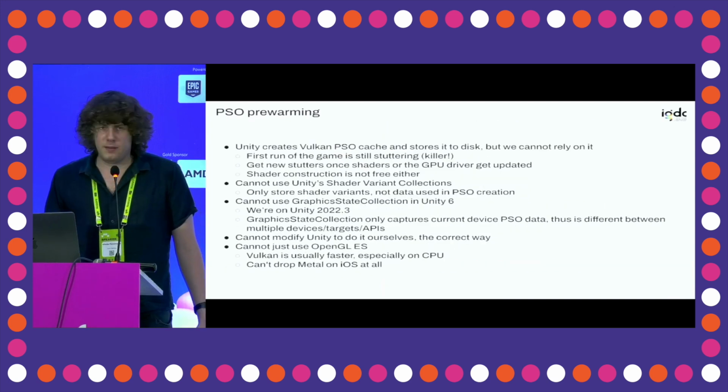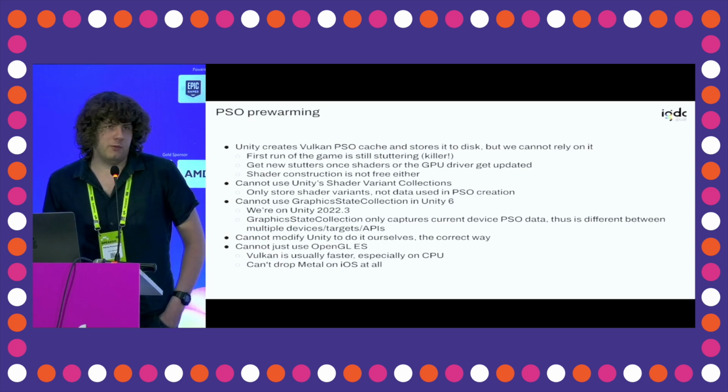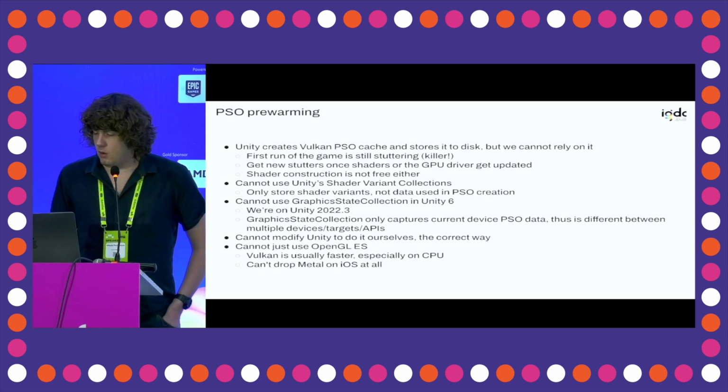Things are pretty dire with Unity right now. Unity has a Vulkan PSO cache on disk, so that's pretty good, but we can't rely on that because the first launch of the game is going to be stuttery, and we just can't afford that for new players. This cache also becomes invalid if your driver or firmware gets updated, or you update your shaders. We can't use shader variant collections.